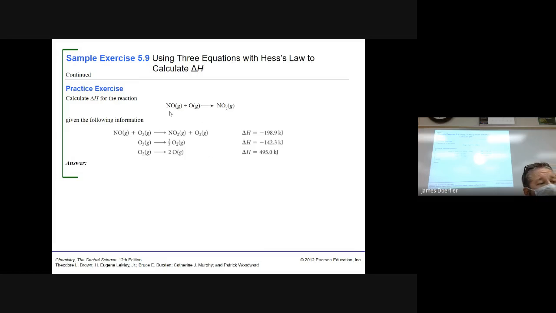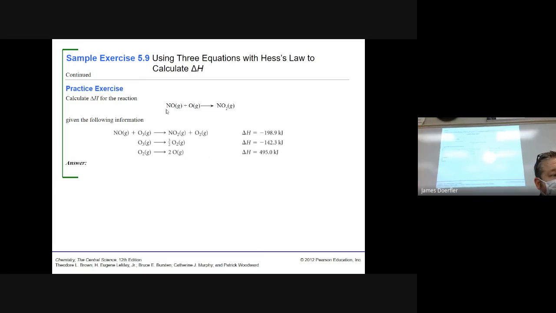Let's look at our target equation. Where's NO, nitrous oxide, NO gas? Where do you see that in any of our equations? The first one. Perfect. So, first of all, is it on the correct side of the arrow? It sure is. Does it have the same coefficient? It sure does. Do I have to do anything to that first equation? No. So I'm just going to rewrite this.